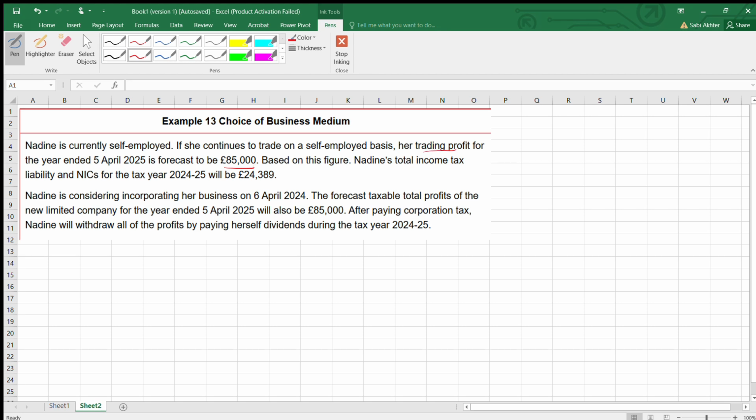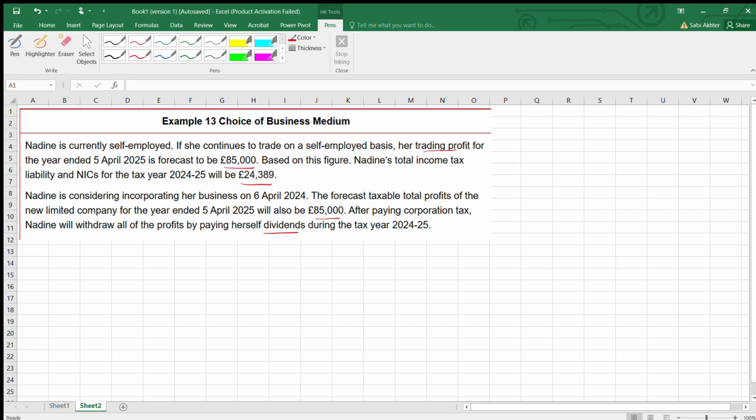Now, based on this figure, they have calculated the income tax and NIC 24,389. Most of the students start going back to the taxable income, trading profit. They go and start calculating tax to see whether this figure is correct or not. Don't do that. It's a waste of time. Whatever figure they have given is the correct figure. You have to go by that notion. Now, he wants to incorporate on 6th April. So the forecast TTP is also given as 85,000. This is after paying corporation tax. After paying corporation tax, he will withdraw all of the profit by paying herself dividend.